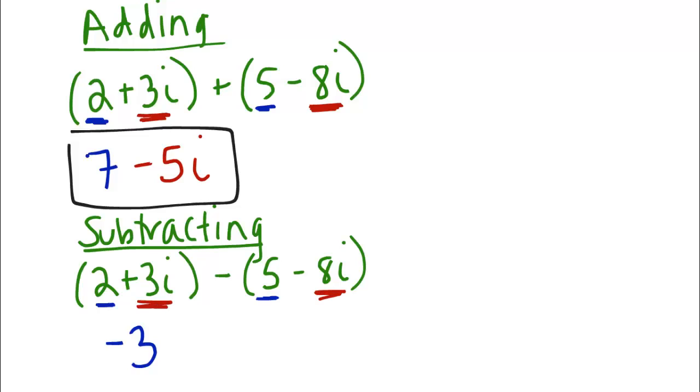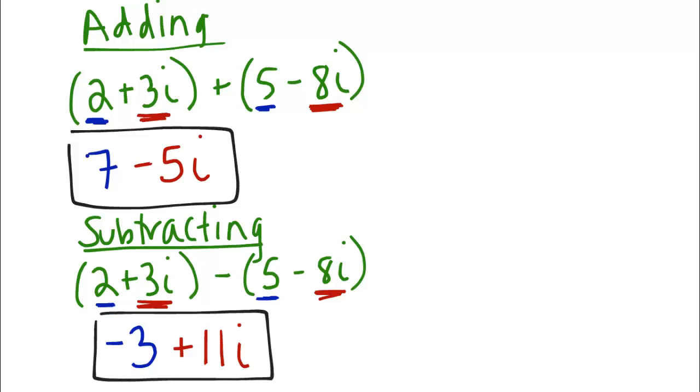But be very, very careful. 3i minus negative 8i is really 3i plus 8i. So we get plus 11i here. This is where subtraction might trip you up. If you were subtracting a negative, we have to remember that we're really adding.